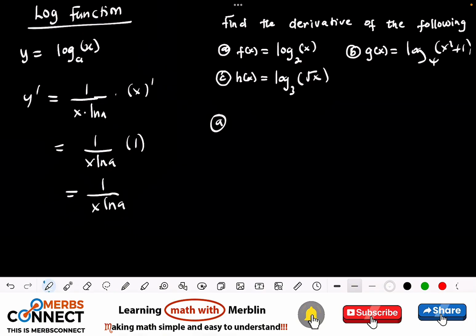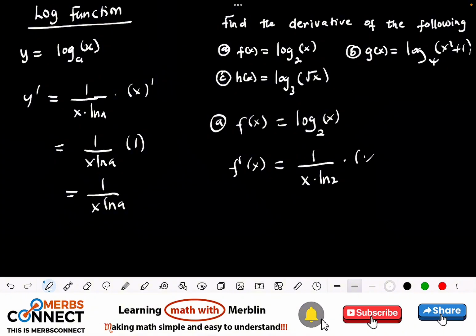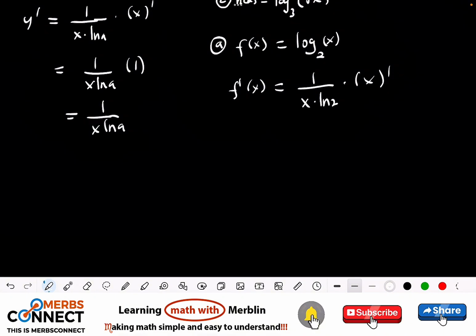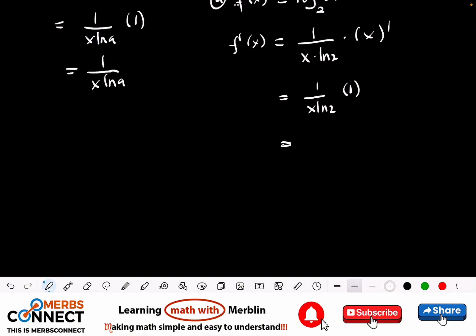So f of x is equal to log of x base 2. So what is f prime of x? 1 divided by what is inside the parenthesis times length of the base, which is 2, times the derivative of x. So this is going to give us 1 divided by x ln 2. Then when I differentiate this one, I'm going to get 1. And this is going to give us 1 over x ln 2.